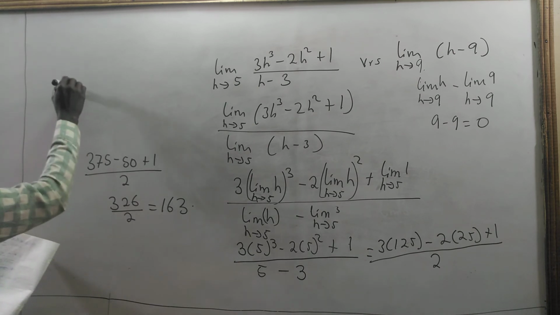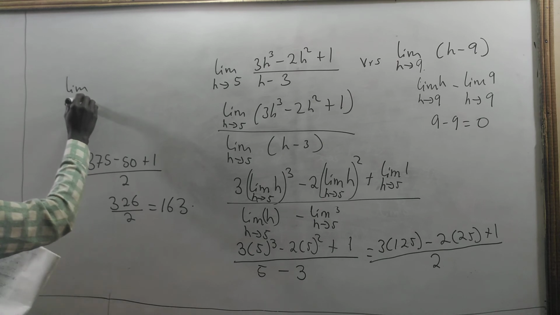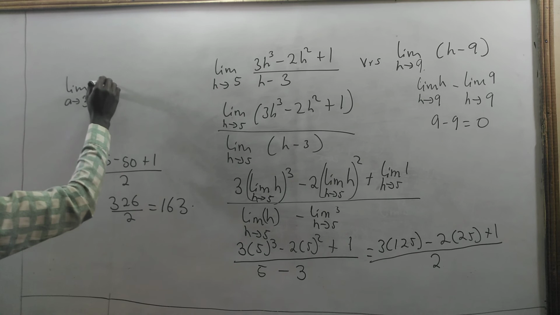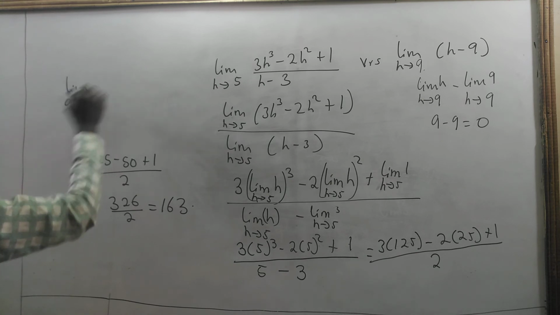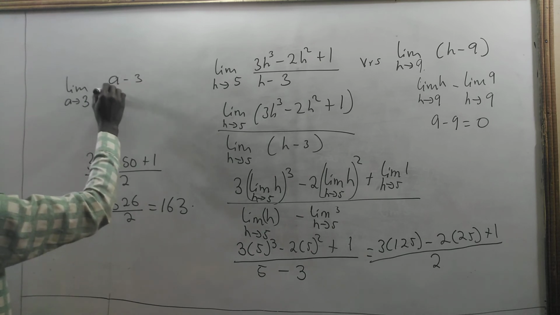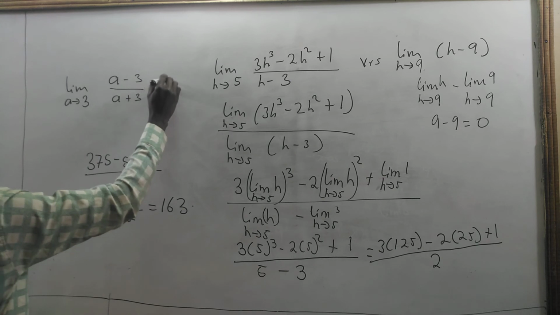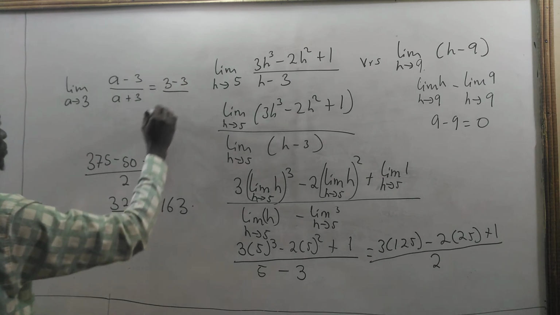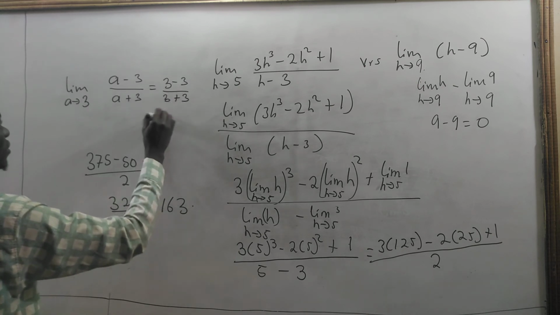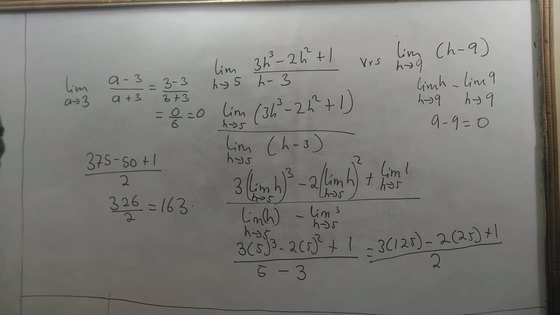If we take the limit as a approaches 3, we take a minus 3 divided by a plus 3. That will give us 3 minus 3 divided by 3 plus 3, and that is 0 divided by 6, that is 0.